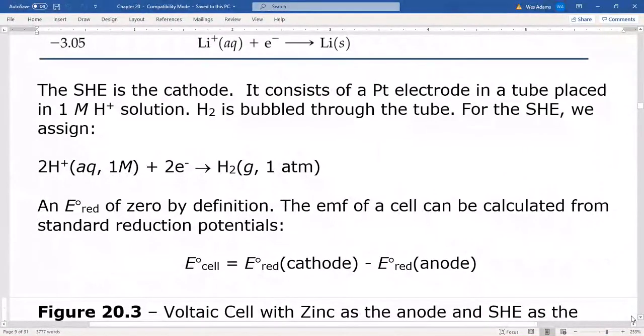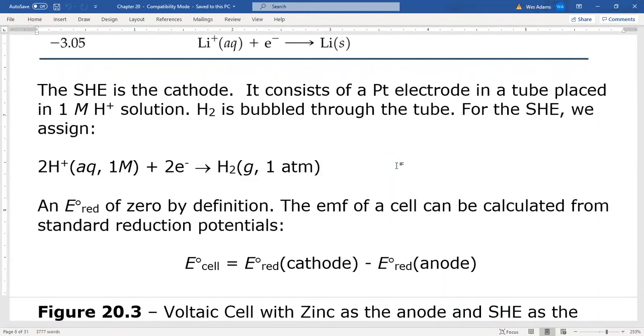So the SHE is a standard hydrogen electrode, and again, it's a complicated electrode. And it consists of a platinum electrode in a tube placed in 1 molar H+ solution. The H2 is bubbled through the tube, and so we would indicate that 2 hydrogens in 1 molar acid solution react with 2 electrons to form hydrogen gas at 1 atm of pressure. By definition, we say that standard reduction potential is 0.